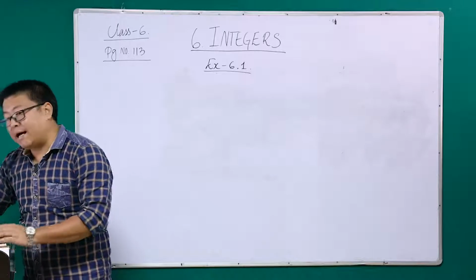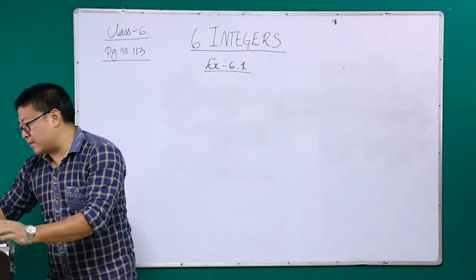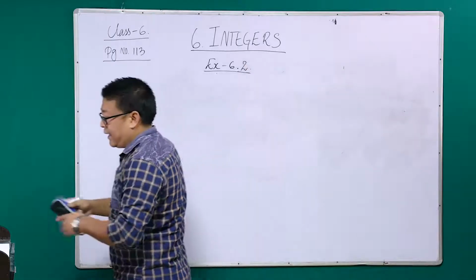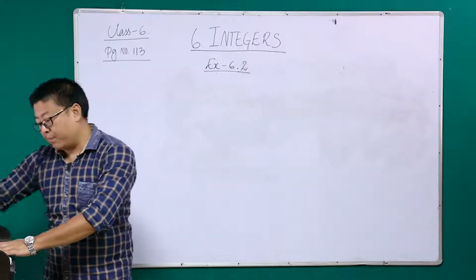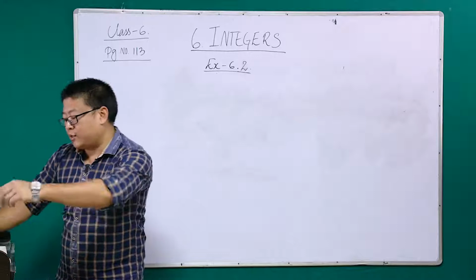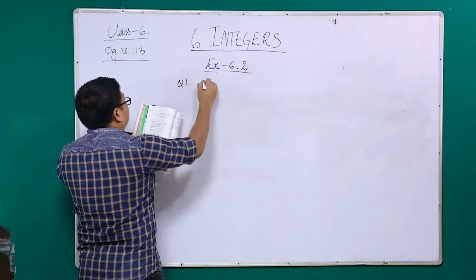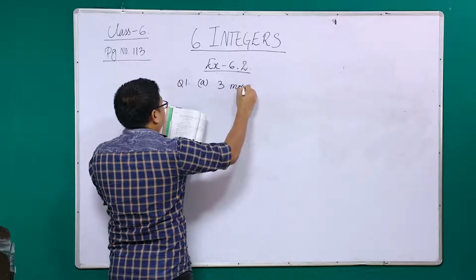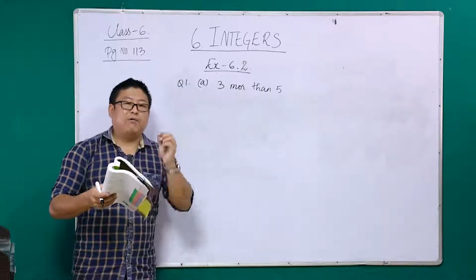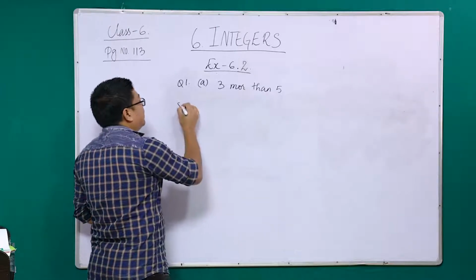We have learned about addition of integers. So let's move on to exercise 6.2, where we will be adding numbers, okay? So please turn to exercise 6.2, page number 128. Let's look at the first question. We have already done an example on this, 3 more than 5. Now, using the number line, write the integer which is 3 more than 5. Without actual addition, let's do it.